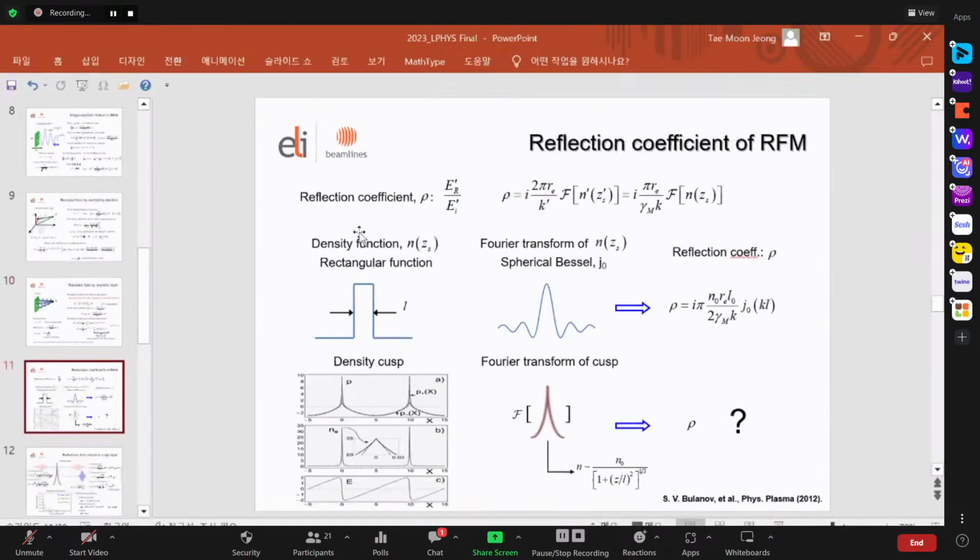Then the reflection coefficient, because it is the ratio between the incident and reflected electric field, is expressed in this way in the boosted frame and the laboratory frame here. And this is the Fourier transform of the density function. If we consider a very simple rectangular electron slab, we can express it with a rectangular function, and then we immediately end up with the spherical Bessel function. So the reflection coefficient is expressed in this way with the spherical Bessel function. This is the ideal case, but in the realistic case, the electron density is somehow expressed by the electron density cusp.